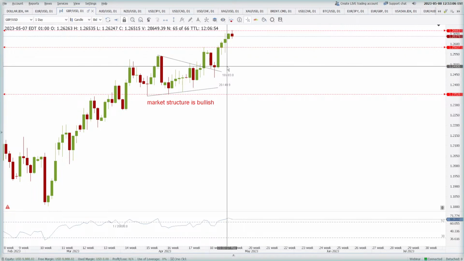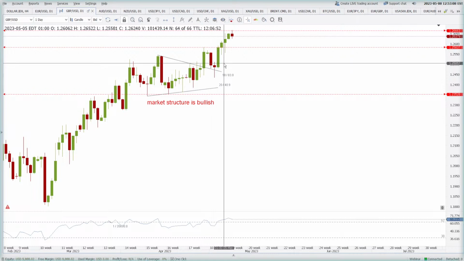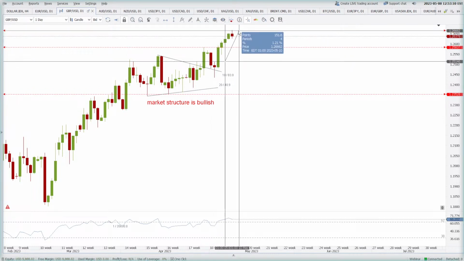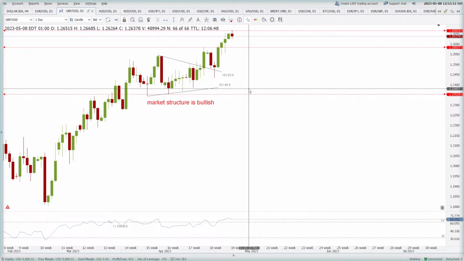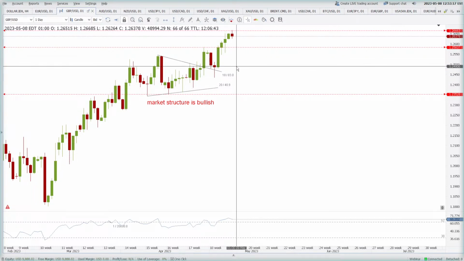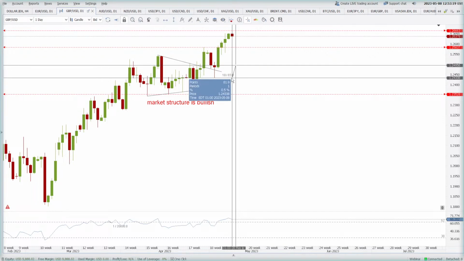And how much is it? I will not take all this candle, I will take the next candle. Here, it is 151 pips of profit. And here, what was your stop loss? Your stop loss was approximately 60 points.